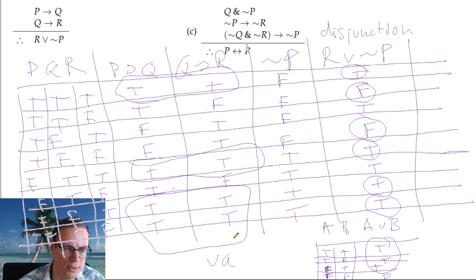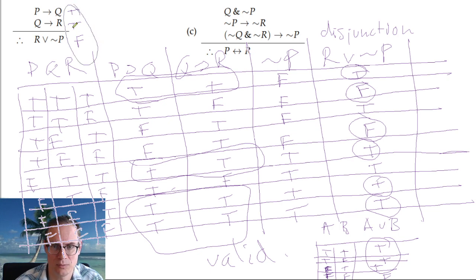So the answer is yep, valid. There is no line where the premises are true and the conclusion false. It's impossible to assign truth values to the atomic letters in such a way that the premises come out true and the conclusion false. So it's valid.